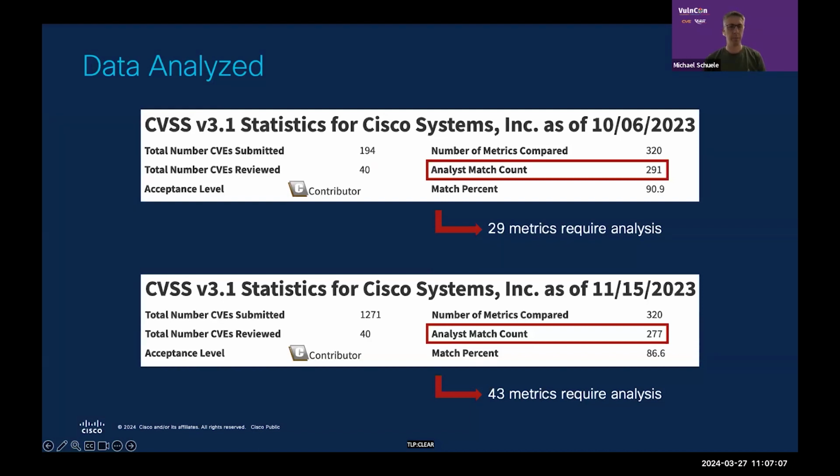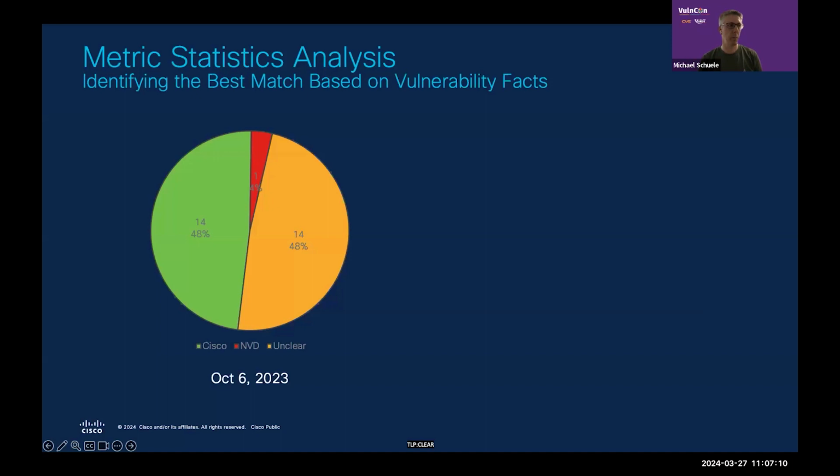And the first thing I did here was that I tried to identify the best match based on just the facts in the CVE database itself on that vulnerability. For the first set that NVD shared with us on October 6th of last year, we had about half of the CVEs, or half of the metrics, where the Cisco score appeared to be the best match based on the vulnerability facts. There were also some where NVD was the best match, but there was a big chunk where it was really unclear what was the best match. For those where it was clear, those again were not of much interest anymore.